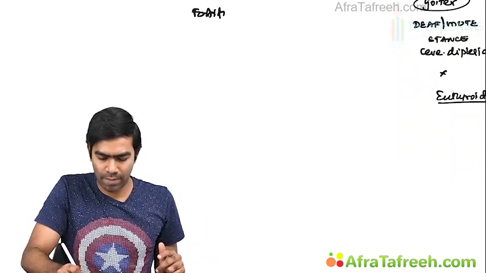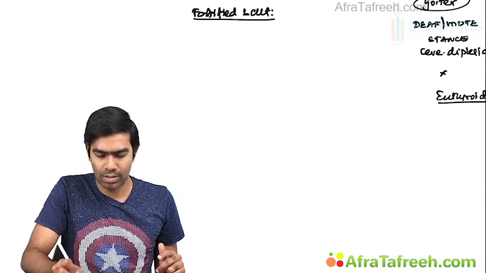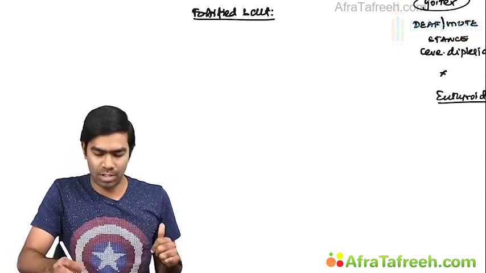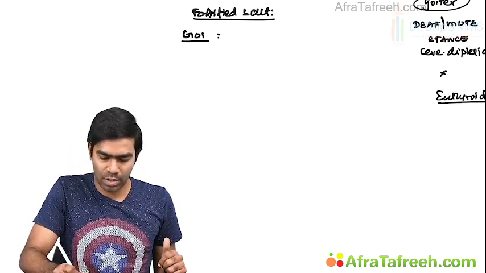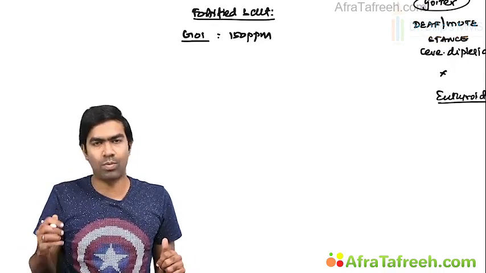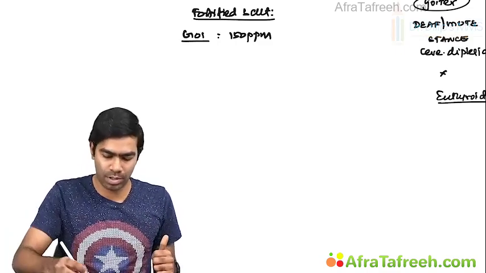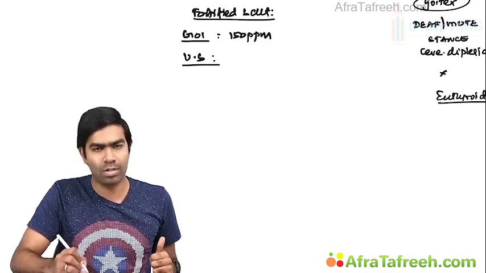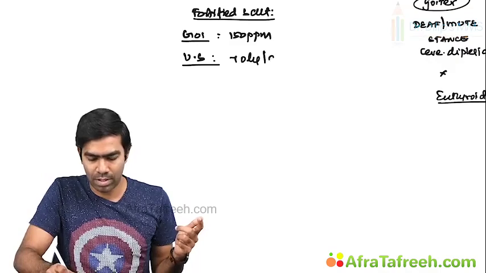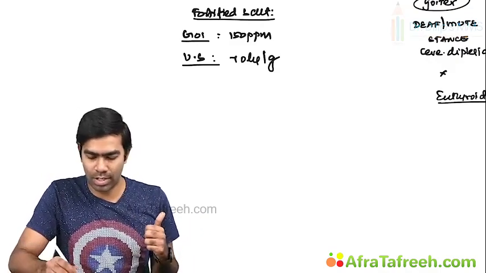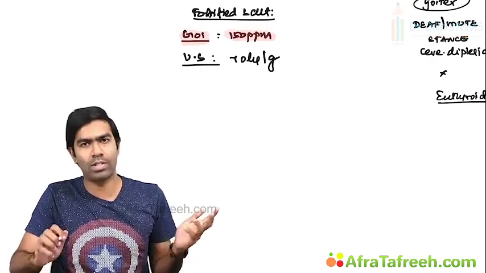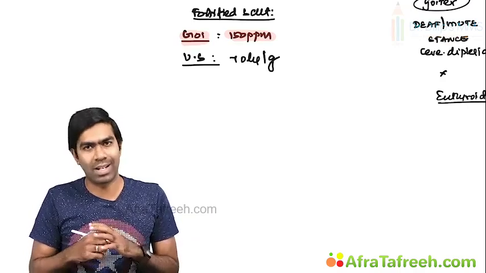How have the government of India and developed countries like the United States prevented this iodine deficiency? Simple method, by fortifying the salt. This is called fortified salt, or otherwise iodized salt, where they added iodine. The recommendation for iodine by the government of India is 150 parts per million, which means 150 parts of iodine in 1 million parts of salt. The US Task Force recommends 70 micrograms of iodine per gram of salt, but obviously the Indian recommendation is what you have to know. By fortifying the salt, you can prevent iodine deficiency to a great extent.